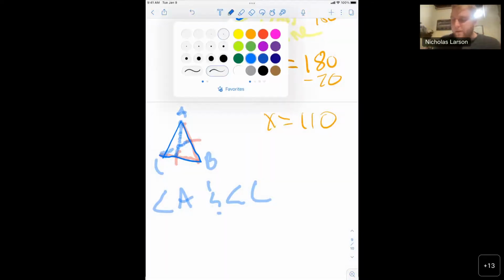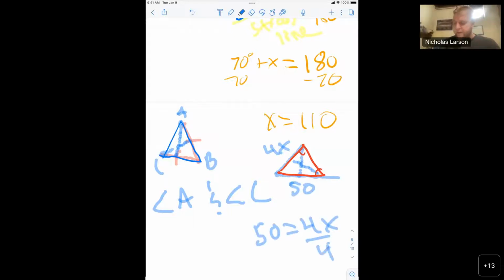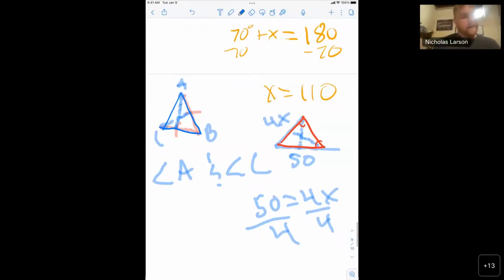We can work backwards and say, well, if I know that this angle is congruent with this angle, well, then I know that this side is congruent to this side. So again, if this was 4x and this was 50, I would say 50 equals 4x divided by 4, and I could get x.